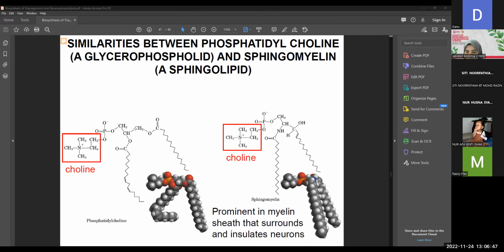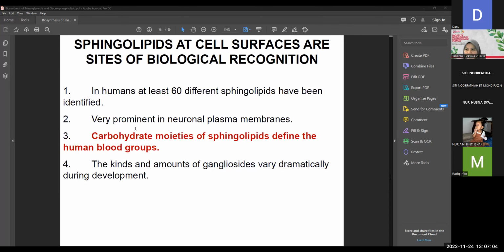Let's have a look at the similarities between phosphatidylcholine and sphingomyelin. Both have this choline structure. One of the important sphingolipids can define human blood groups. So basically, human blood groups.